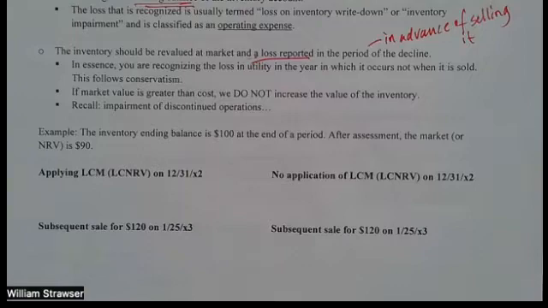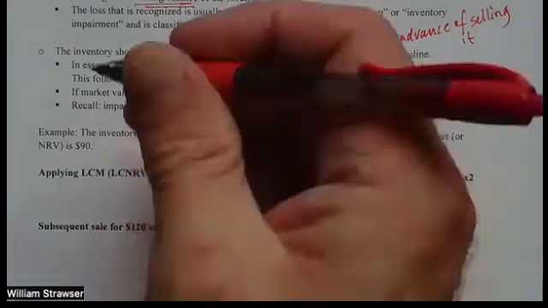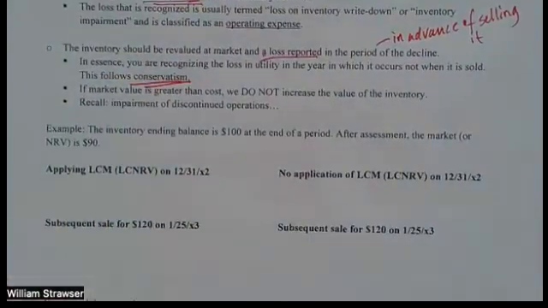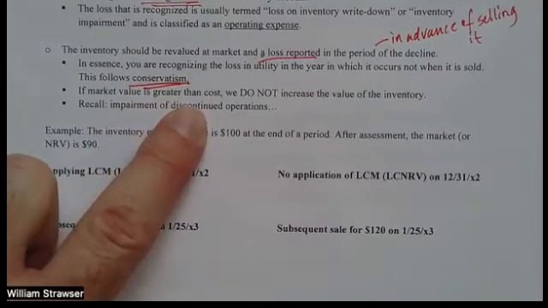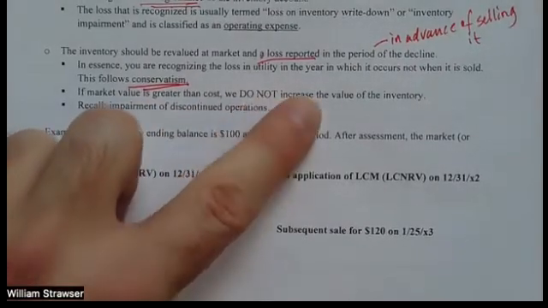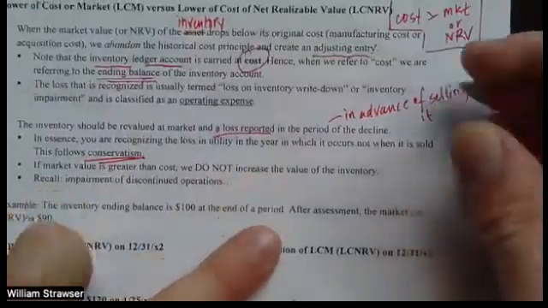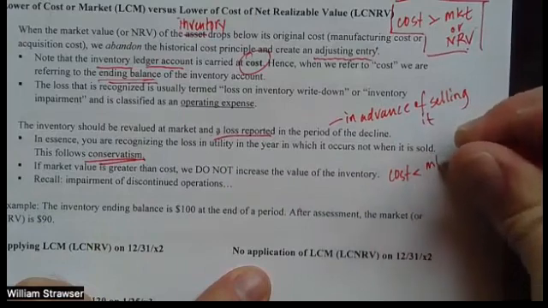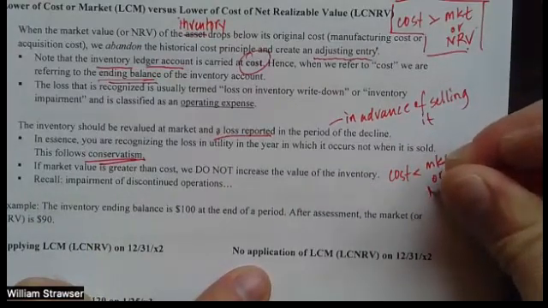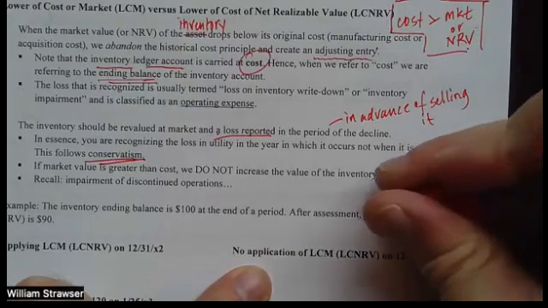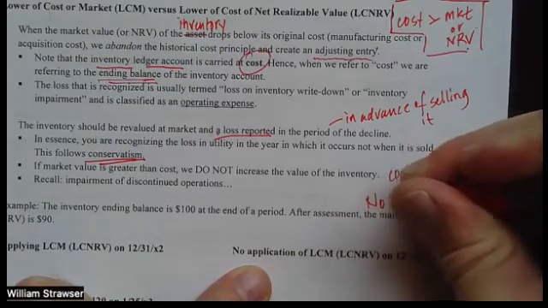You're recognizing the loss of utility in the year in which it occurs, not when it's sold. We're following conservatism. If market value is greater than cost, we do not increase the value of inventory. So if cost is less than what we're going to sell it for, or what we think we're going to realize when we sell it, no impairment is needed.